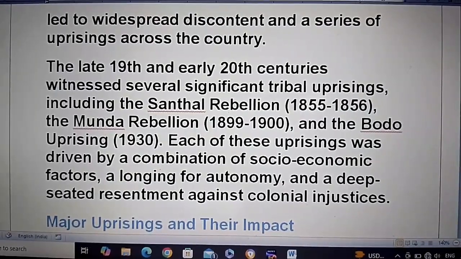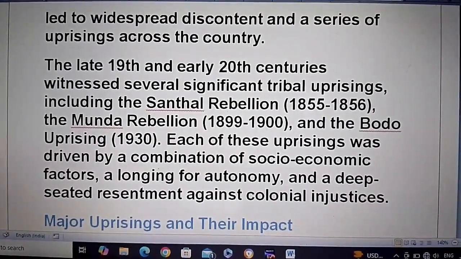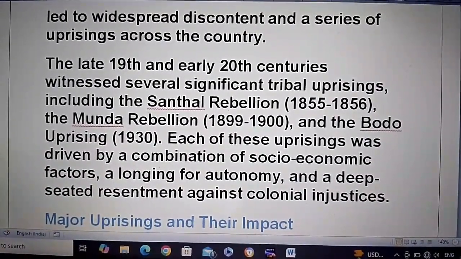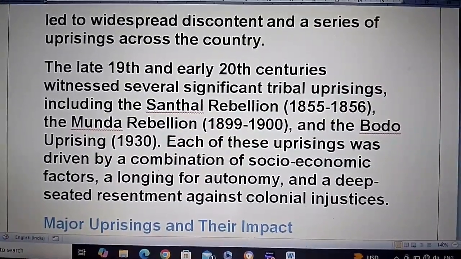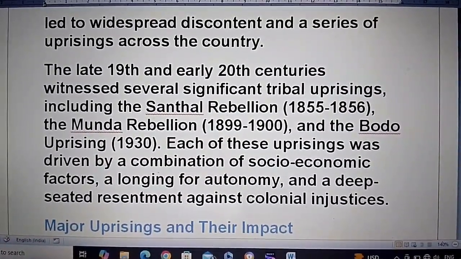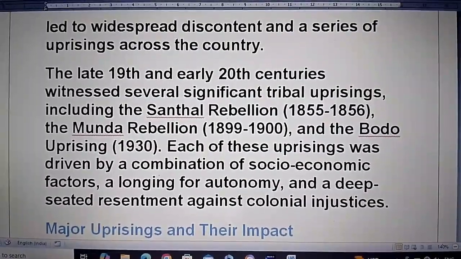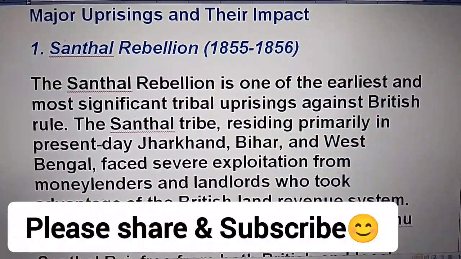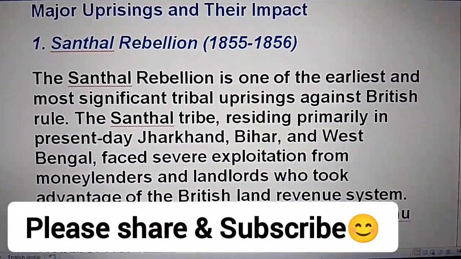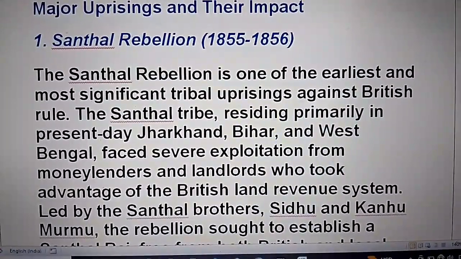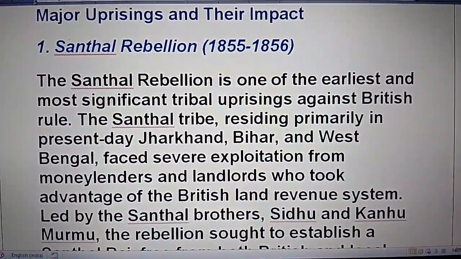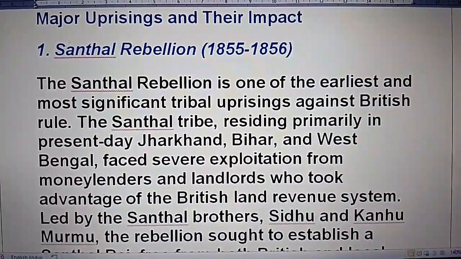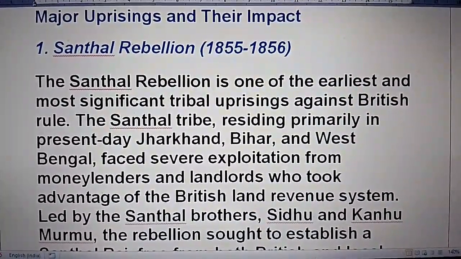Each of these uprisings was driven by a combination of socio-economic factors, a longing for autonomy, and a deep-seated resentment against colonial injustices. Major uprisings and their impact. First, Santhal Rebellion 1855 to 1856. The Santhal Rebellion is one of the earliest and most significant tribal uprisings against British rule.